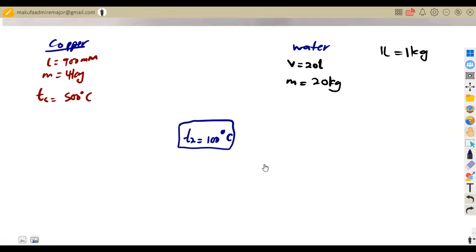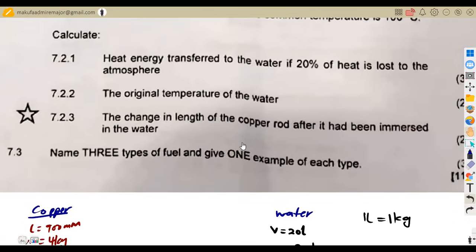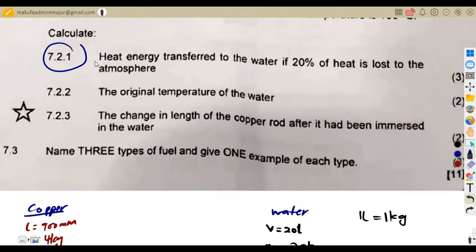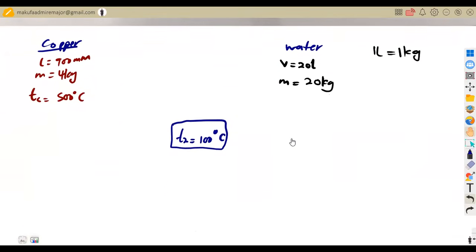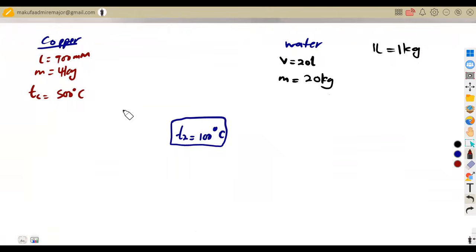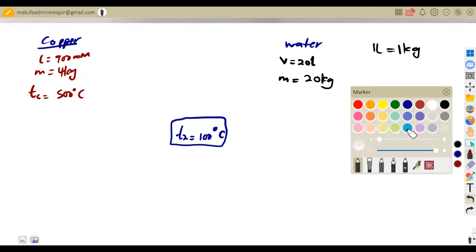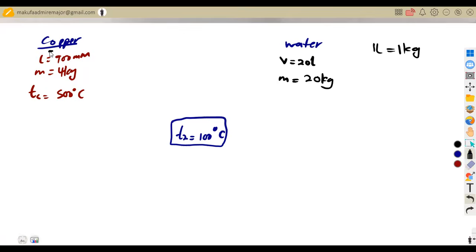All right, so let us check the first part of our question. We are asked to calculate the heat that is going to be transferred to the water, if 20% of heat is lost to the atmosphere. Take note, 20% of heat is lost to the atmosphere. In actual sense, the heat affecting the copper was supposed to be the heat affecting our water, but in this case it's no longer like that because 20% was lost to the atmosphere. So what we can do is calculate the heat from the copper that was immersed in water.